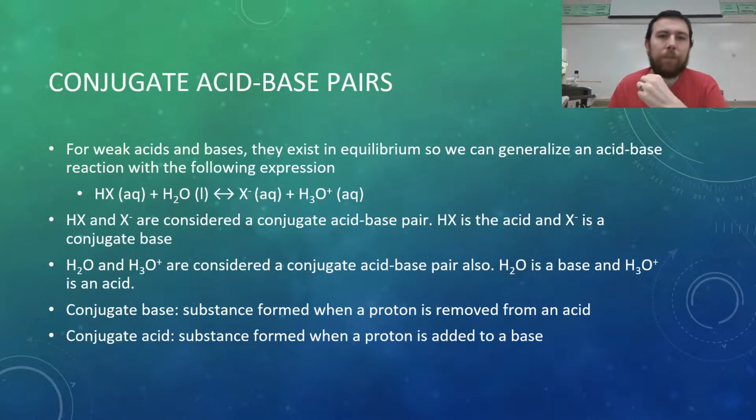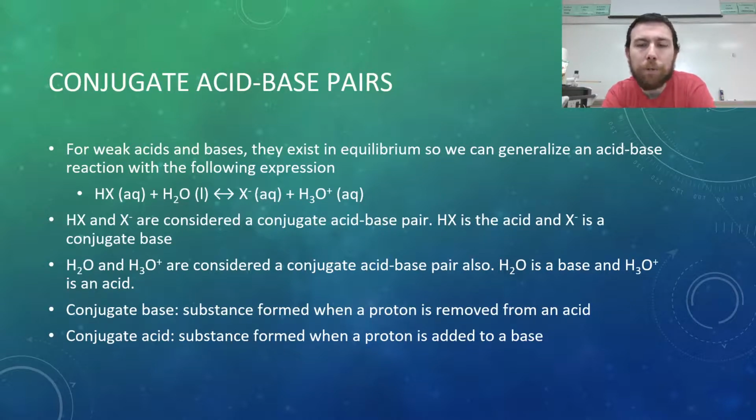Okay, and a quick summary of how you define those terms, conjugate acid or conjugate base. The conjugate base is the substance formed when a proton is removed from a Bronsted Lowry acid. And your conjugate acid is the substance that's formed when a proton is added to your Bronsted Lowry base, right? And so again, that's why HX was the acid, X minus is its conjugate base. H2O is a base, H3O plus is a conjugate acid. I hope that makes sense.